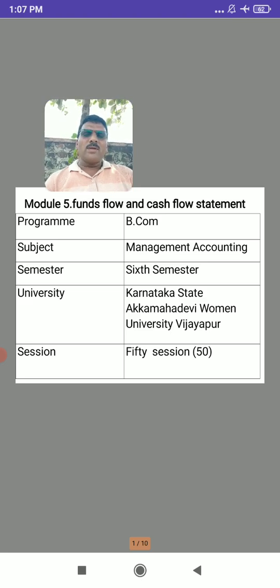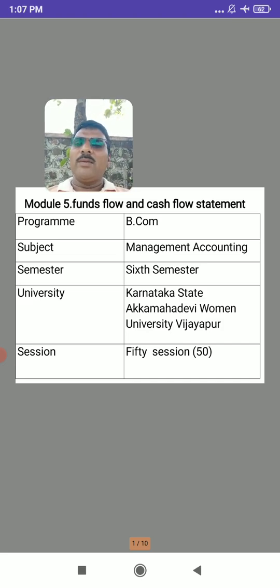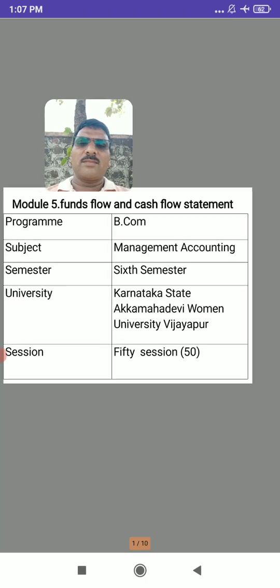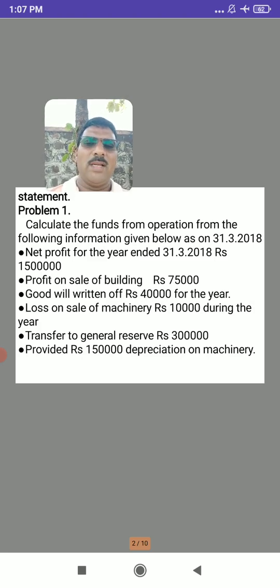Here, first we will take simple problems for 5 marks, then we will also select 15 marks problems, and these are some exercise problems. First we will take one simple problem: calculate the funds from operation from the following information given below as on 31/3/2018. In this problem it is asked to find out the funds from operation, and this is the third step in the preparation of the fund flow statement.